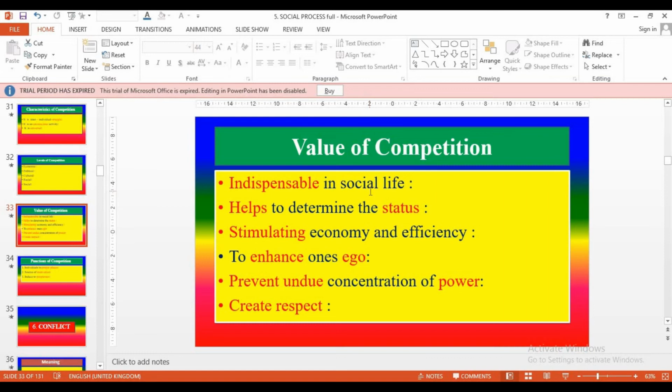They create respect, next one. After the competition, one person becomes greater and others become lesser regarding their ability and efficiency. So an able person gets respect from the society through competition.